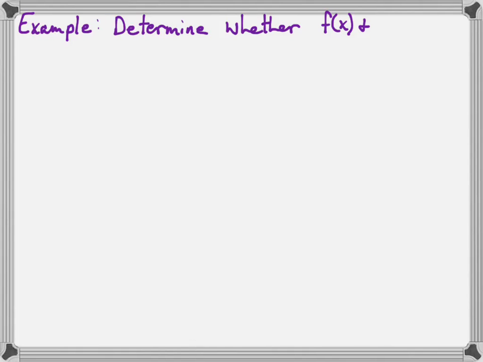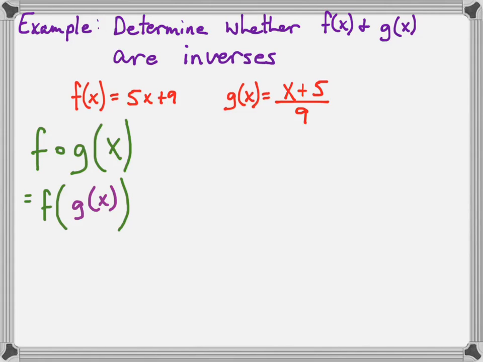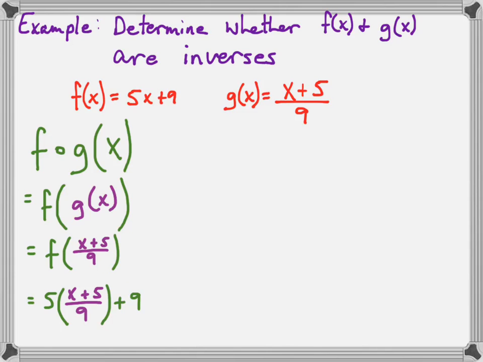Okay, here's another example. Determine whether f of x and g of x are inverses. So this time f of x equals 5x plus 9 and g of x equals x plus 5 over 9. So f compose g is going to be f of g of x, and g of x is here, this rational expression, so I replace the purple g with what g of x really equals. And then I take the purple stuff and plug it into the f function. So instead of 5x plus 9, I'm going to get 5 times the purple stuff plus 9.